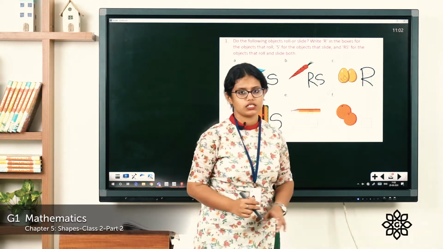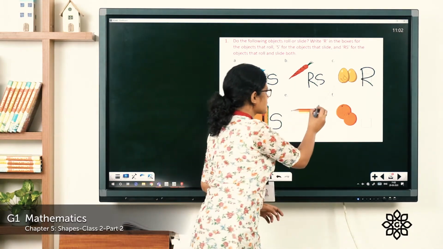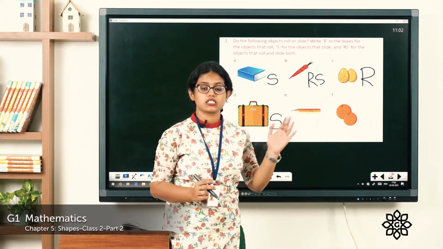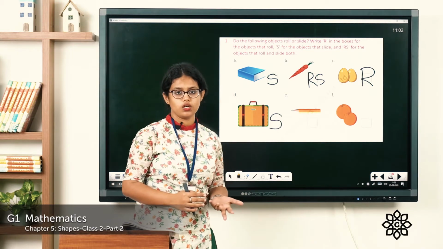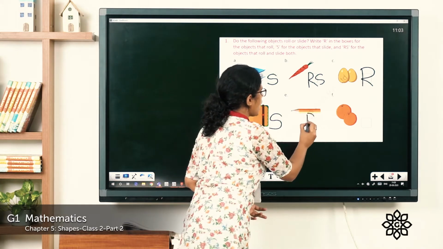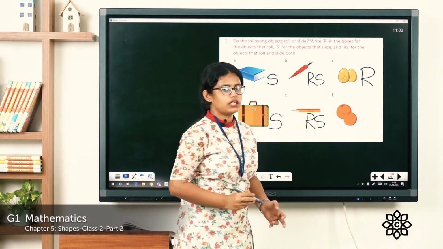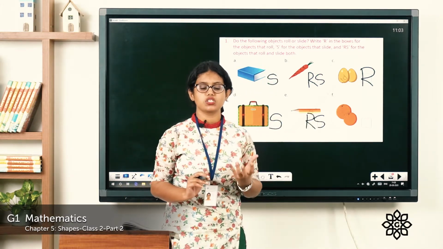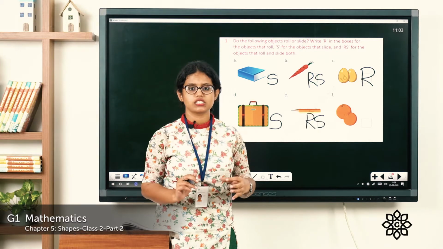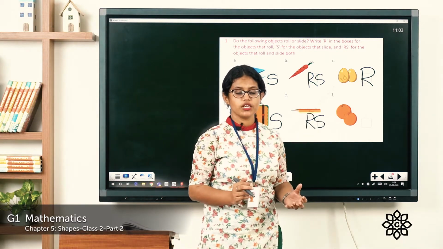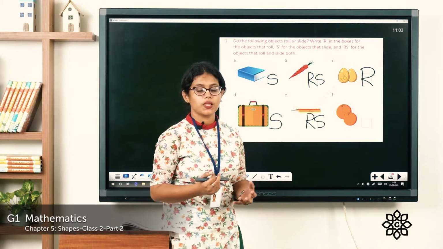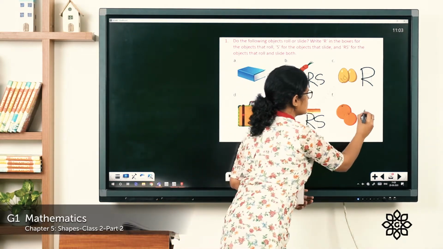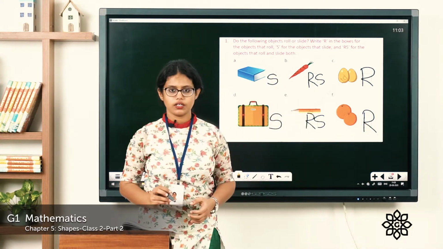What about a pencil? This pencil has a round shape over the end. So the pencil can slide as well as roll, and you can write it here RS. What about this orange? What shape is the orange? Orange is round in shape. When you place it on a table, how will it move? It will roll, since it is round in shape. So you can write it here R.